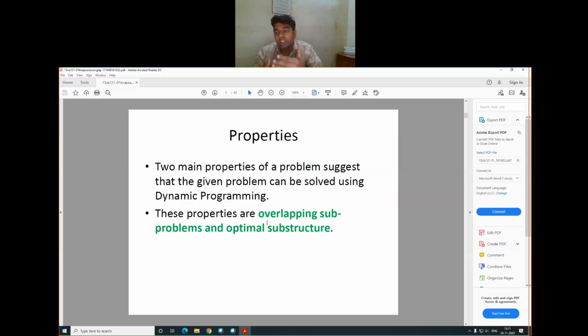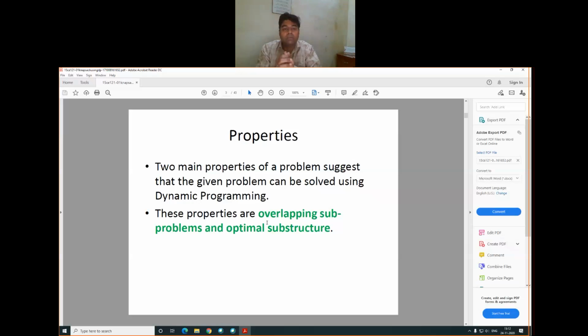Overlapping subproblems means when we divide the whole problem into subproblems, some of the subproblems overlap or are related. The result is related to another subproblem, and it is called an overlapping subproblem. And if your problem has optimal substructure, then we will apply dynamic programming. If we have one or more of these properties in our problem, like in the 0-1 Knapsack problem, we have overlapping subproblems as well as optimal substructure.